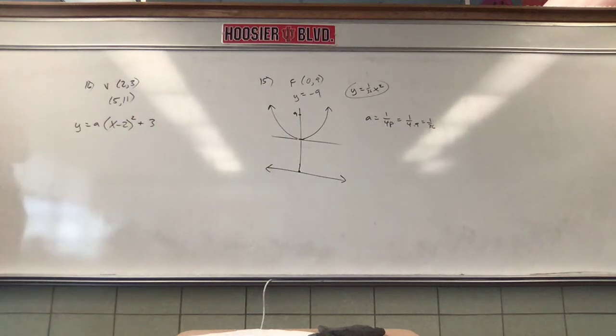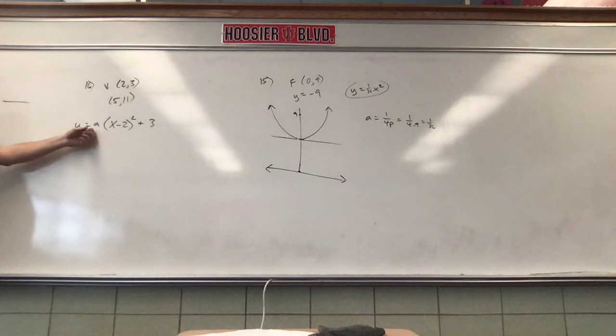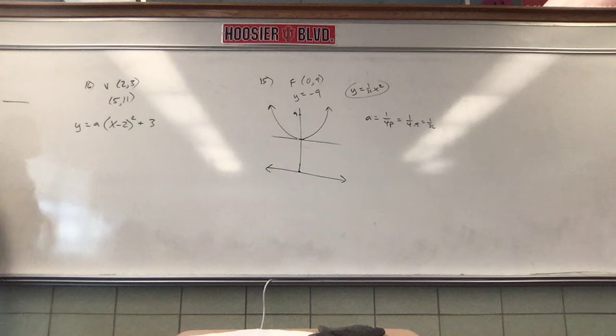Now, the vertex here is 2, 3. What if a was 7? What's the vertex? 2, 3. What if a was negative 4? Vertex is still 2, 3. There's an infinite number of parabolas that have a vertex of 2, 3. Question: what's the vertex form without the numbers in there? Well, you're always going to have y equals some number, times x, either plus or minus something, squared, and then either plus or minus some number. If I keep plugging in different numbers for a, my vertex doesn't change. It's still 2, 3.